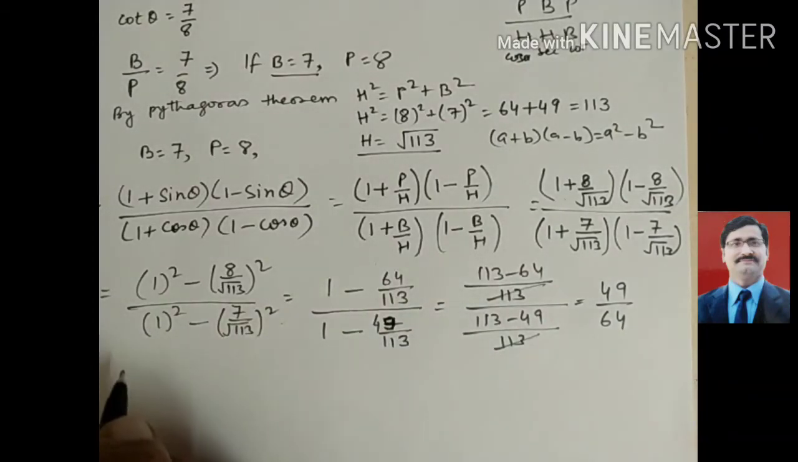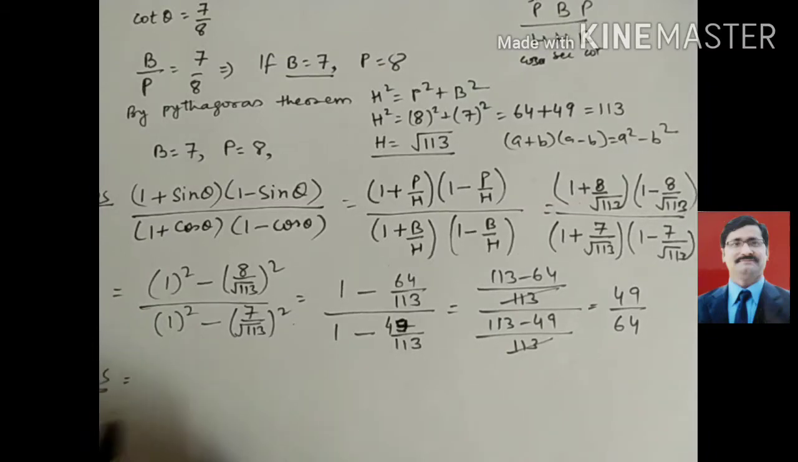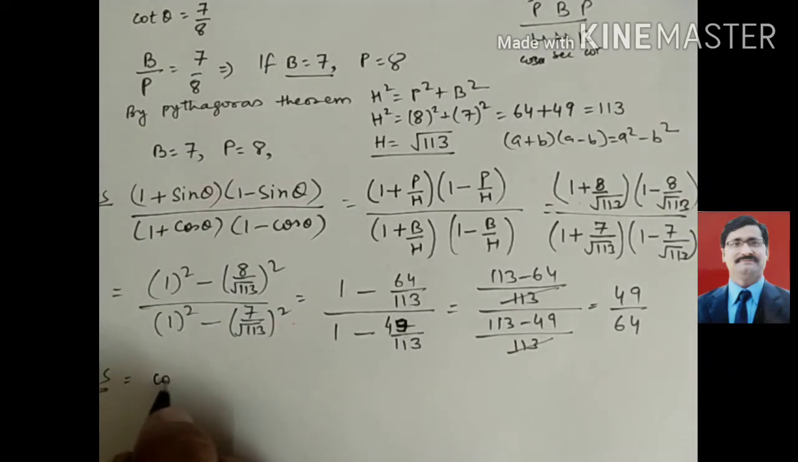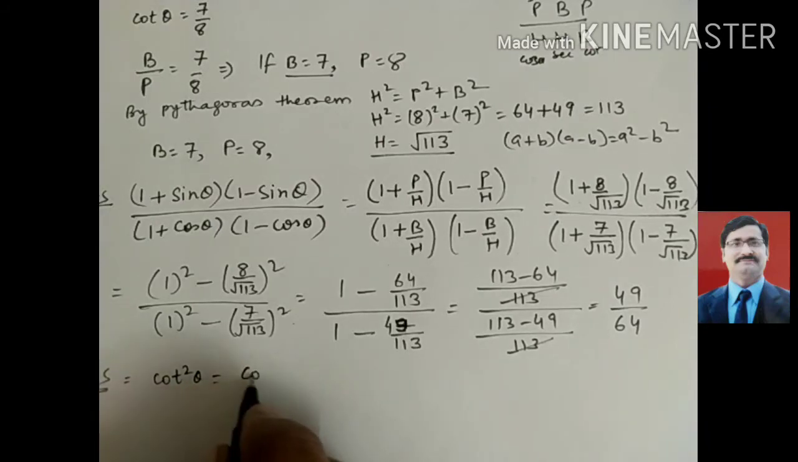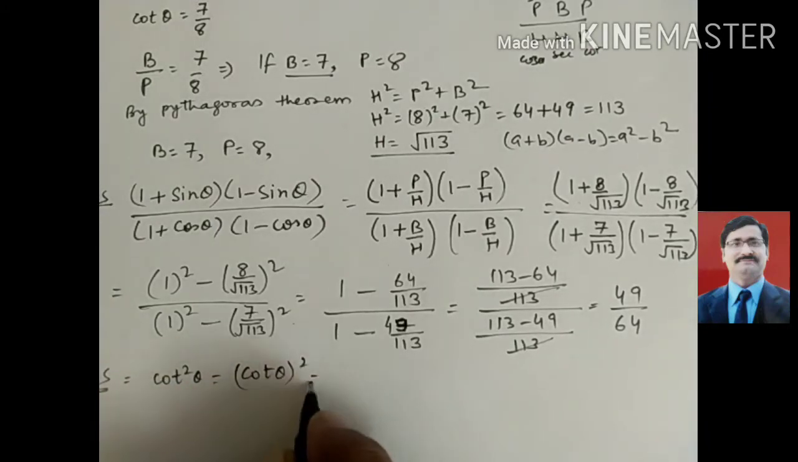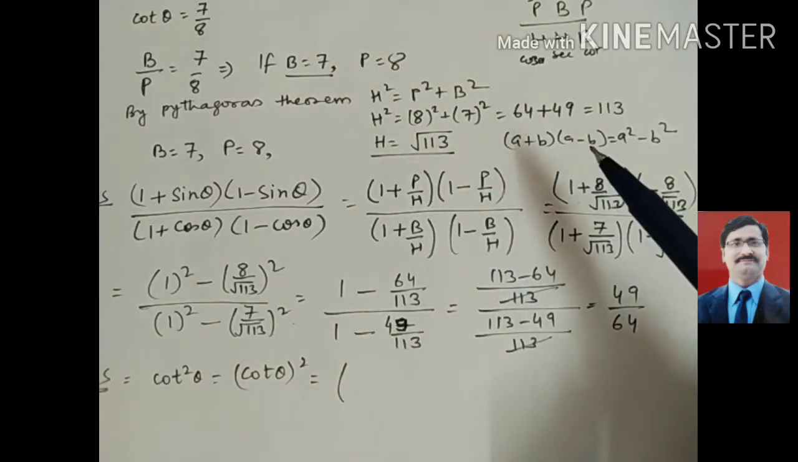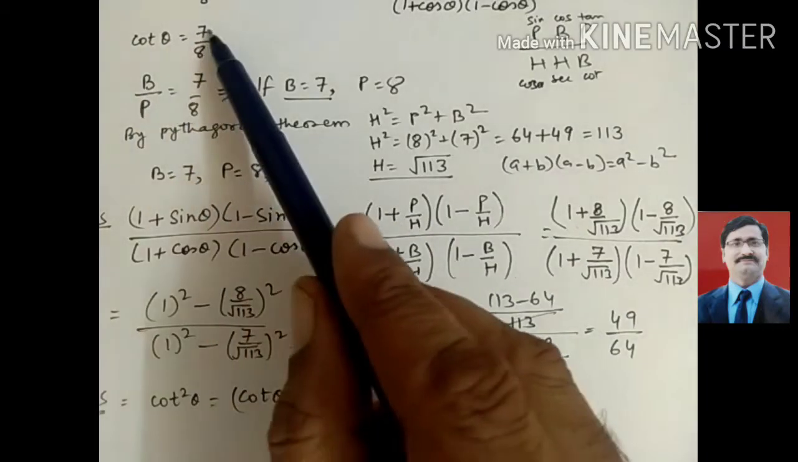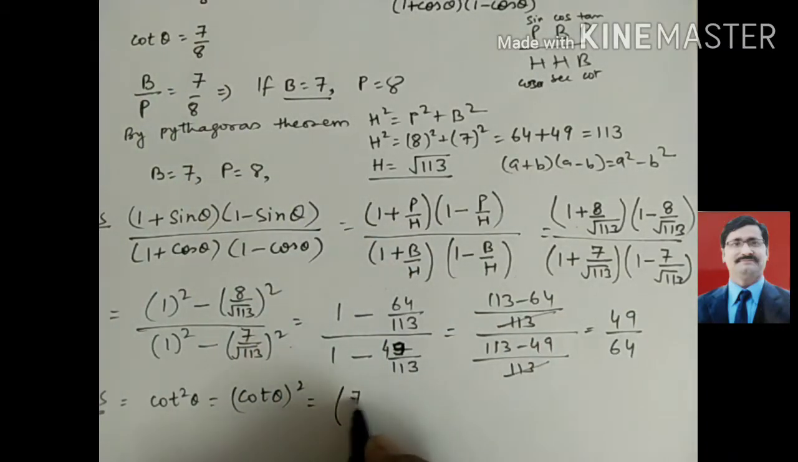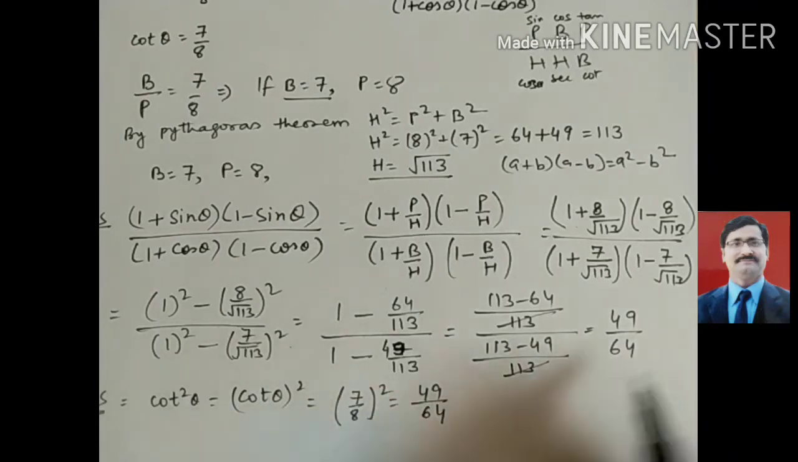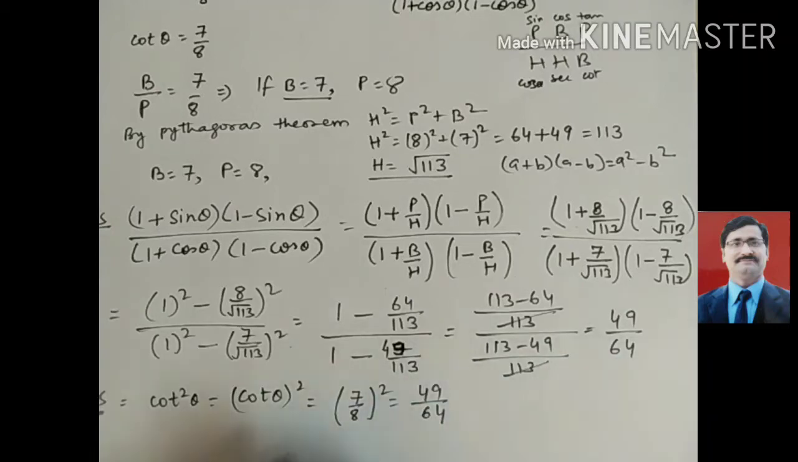Similarly, you check the right hand side, which is cot square theta. Cot square theta is cot theta whole square, and cot theta is already given in the question as 7 by 8. So (7 by 8) whole square is 49 upon 64. From this you can check that the left hand side equals the right hand side, so hence proved. All of you understand this?